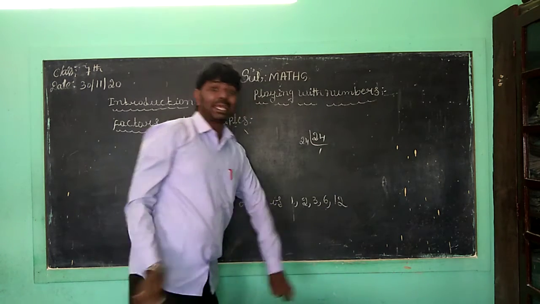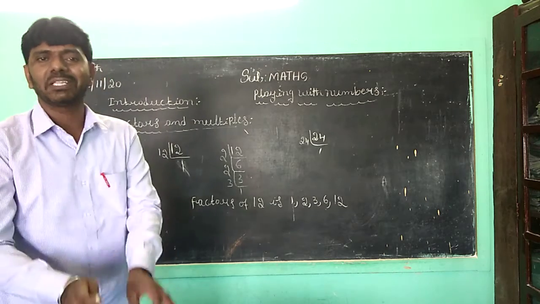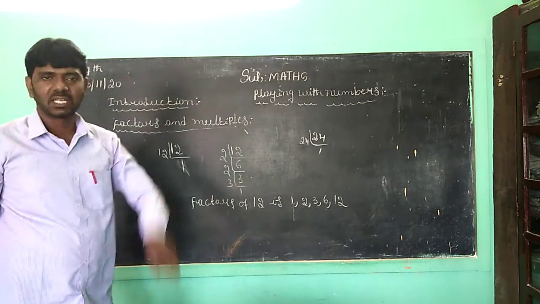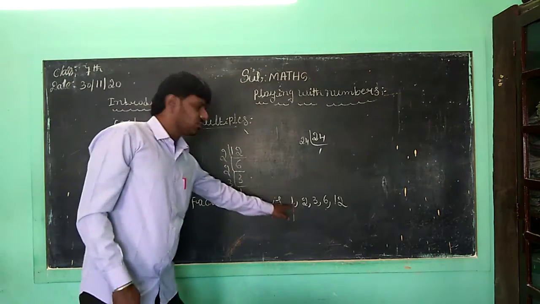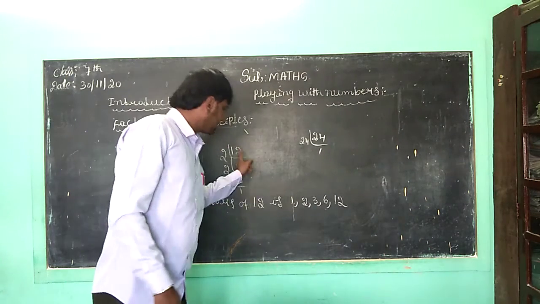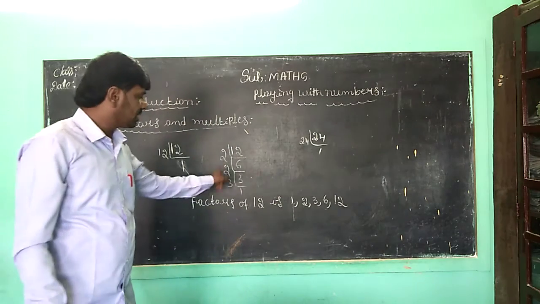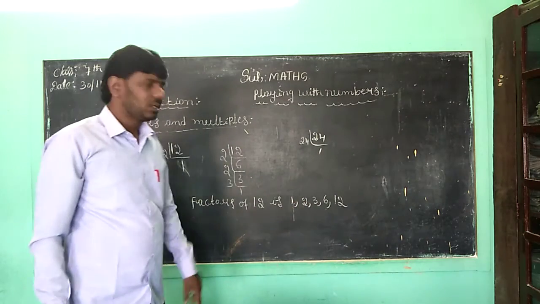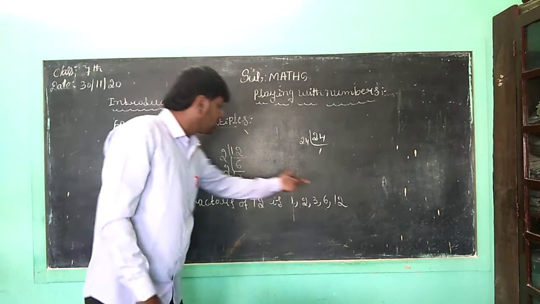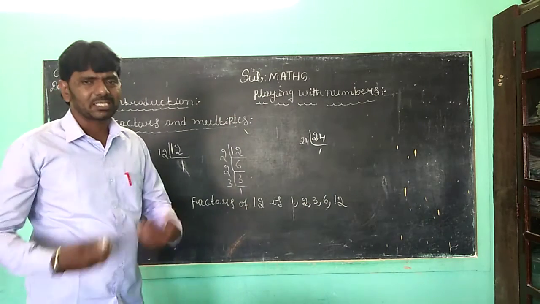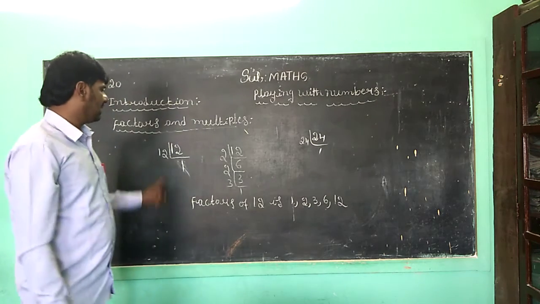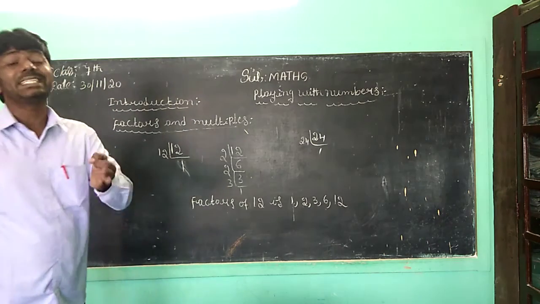See children, all numbers have finite factors. Finite means limited. The factors of 12: 1, and 1 is a factor of all the numbers. Also 3, also 2, also 6. And 12 is a multiple of itself as well. So see children, how we write it: the factors of 12 include itself only.